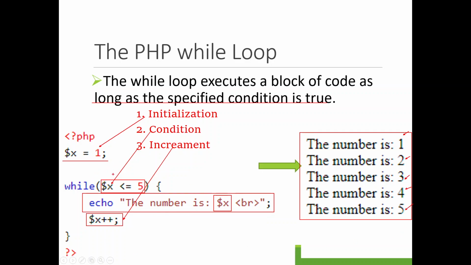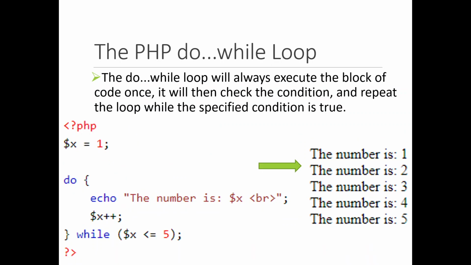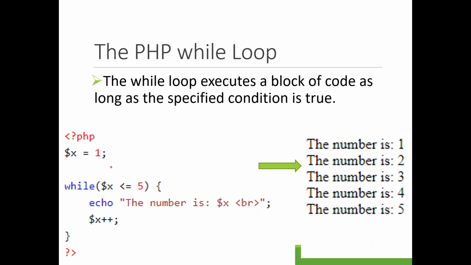If it goes again on the 6th loop, and this condition is evaluated, it's going to turn out to be 6 is less than or equal to 5, and this is going to turn to false. If it turns to false, then the loop ends, and therefore the body of the loop is not going to be executed. It's going to execute the next line after the closing curly bracket.